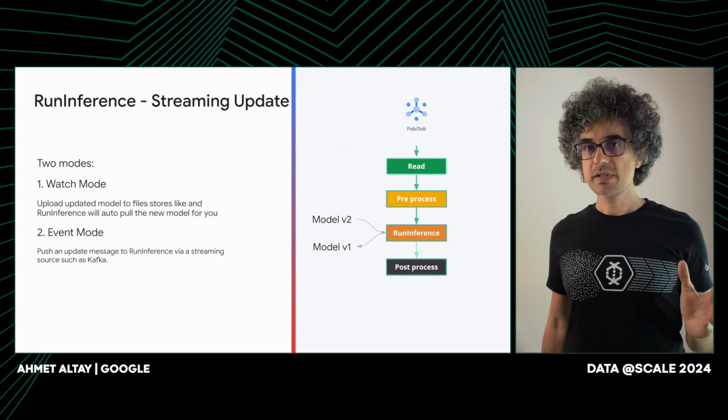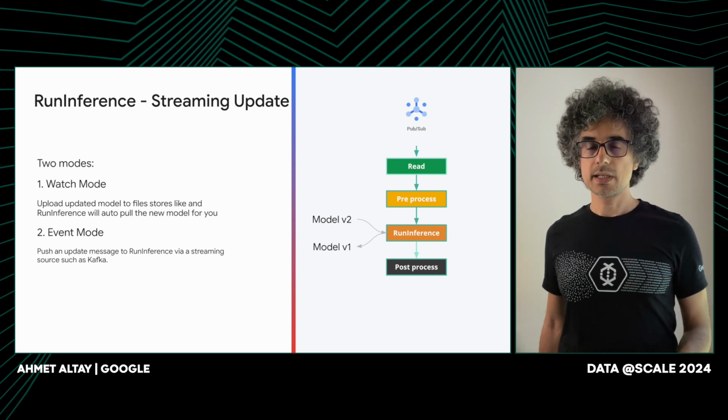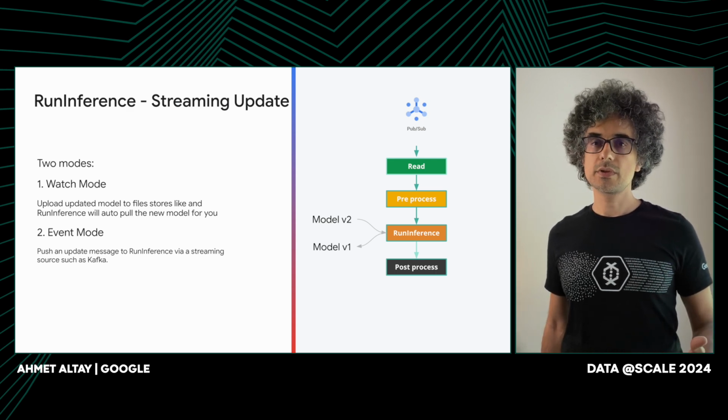Beam offers a few options here. One option is that it can watch for changes in a model, or it can wait for certain triggers to happen from you to go and fetch an update.